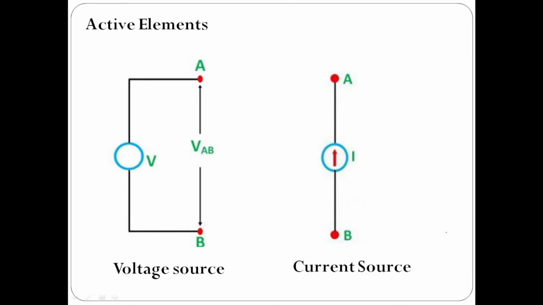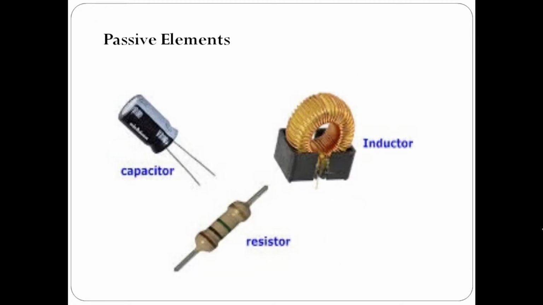Now let us go to the next, that is passive elements. Their function is just opposite to the active elements. They can't deliver power or energy to the other elements. However, they can absorb power, meaning they consume energy. So active elements give energy, passive elements take energy. Passive elements consume the power, active elements deliver the power.